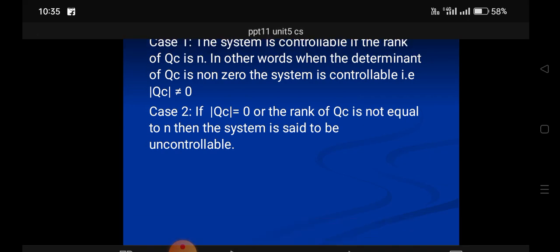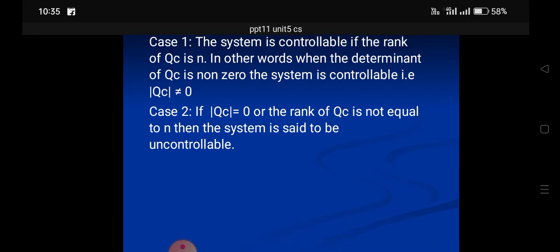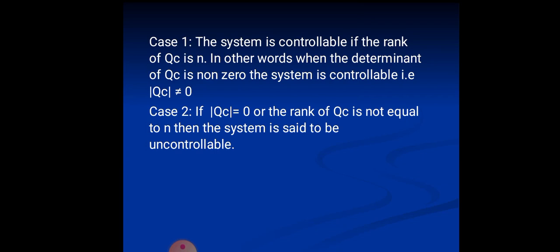First, check controllability. Case 1: the system is controllable if the rank of QC is n. In other words, when the determinant of QC is non-zero, the system is controllable, that is, determinant of QC not equal to 0. Case 2: if determinant of QC equals 0 or rank of QC is not equal to n, then the system is said to be uncontrollable.